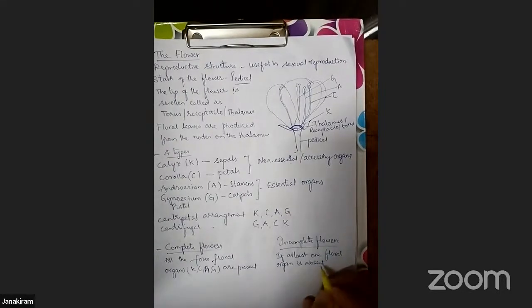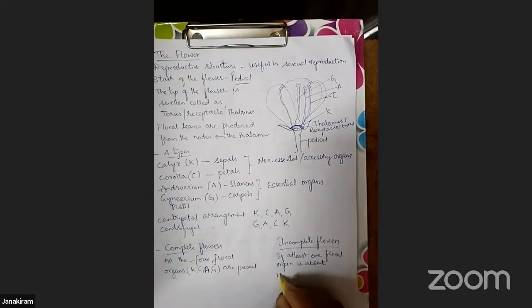Okay, so an incomplete flower can be represented with different combinations. For example, if a flower contains K, C, and A, this is an incomplete flower. If a flower contains K, C, and G, it is also an incomplete flower. If a flower contains K, A, G, that is calyx, androecium, and gynoecium, the corolla is absent. It is also an incomplete flower. If a flower contains corolla, androecium, and gynoecium, here calyx is absent. That is also an incomplete flower. So if at least one floral organ is absent, we consider it an incomplete flower.